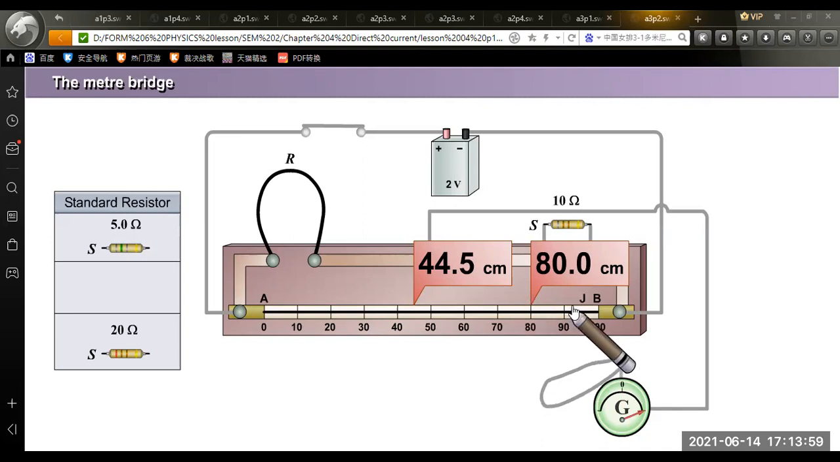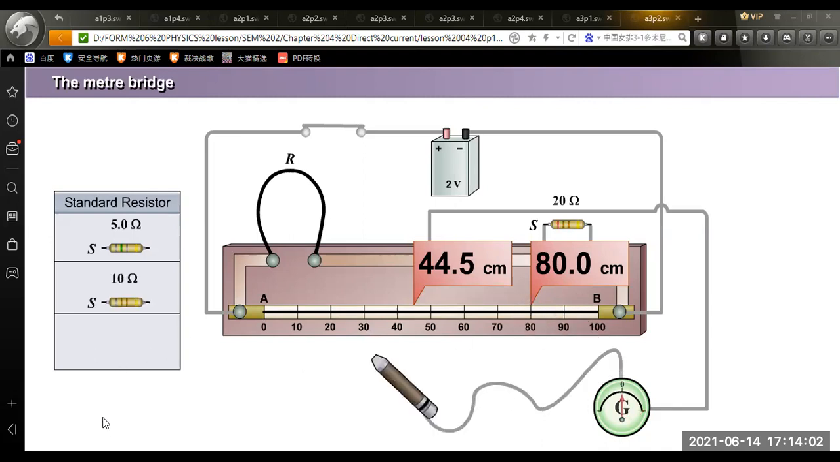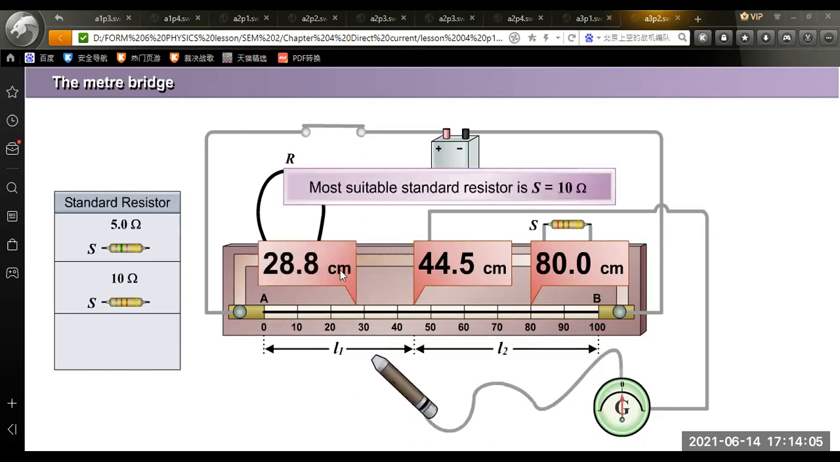If I increase to 20 ohm, I find that the reading is 28.8 with 71.2. So which is most suitable? We try to get both lengths almost equal. The lengths L1 and L2 being almost equal is best. So as a result, we use the 10 ohm resistor. The 10 ohm resistor is the most suitable.